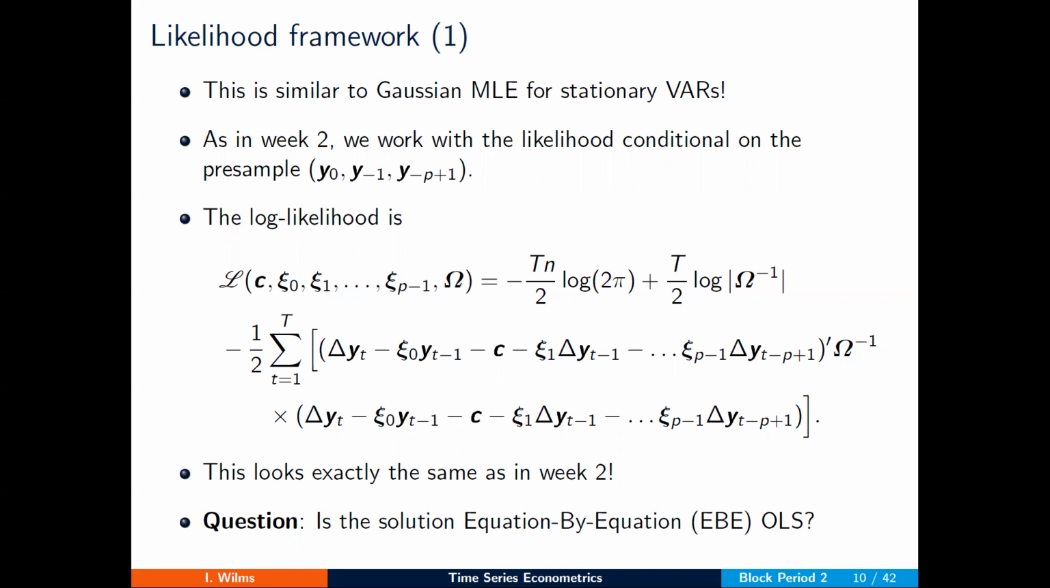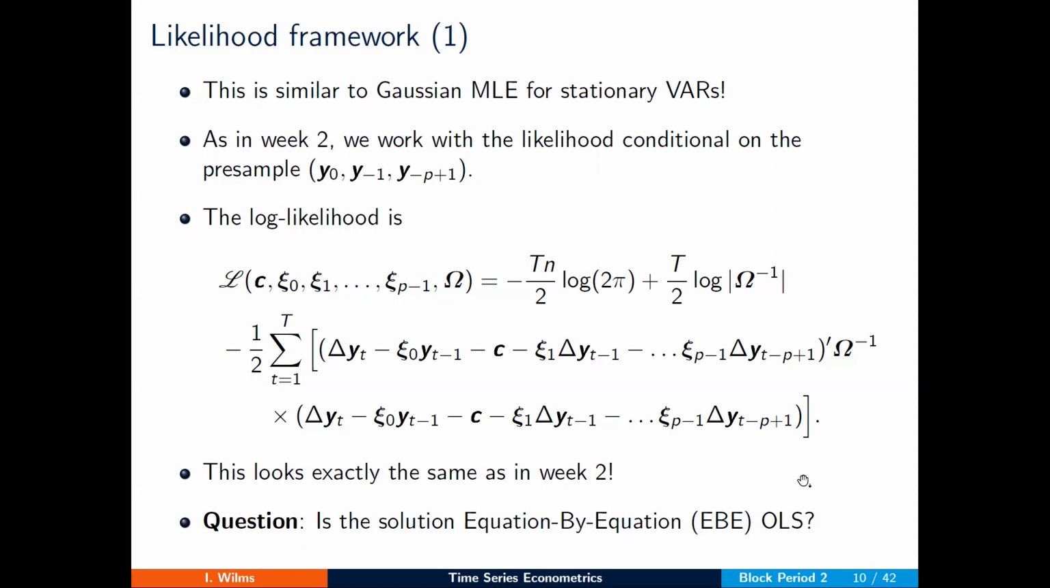Now, what do we recognize? Well, we recognize that we have here a sum of squared residuals with the inverse variance covariance matrix sandwiched in between. Now, in week 2, we saw that the maximum likelihood estimator for the VAR parameters boiled down to performing least squares equation by equation. So a natural question is whether we can also get the parameters in our week7 through equation by equation least squares estimation.